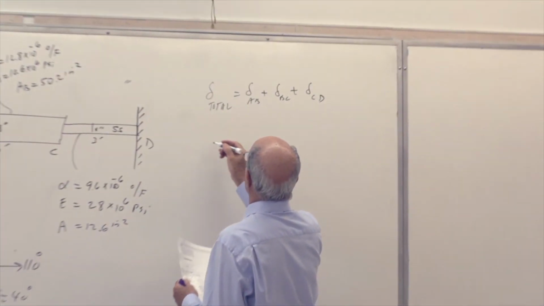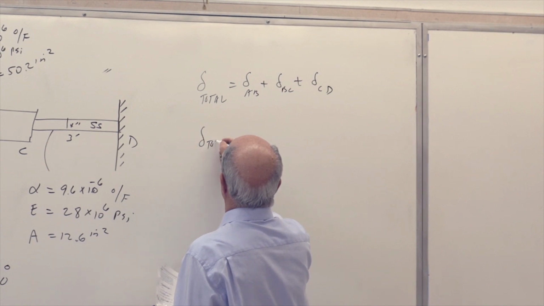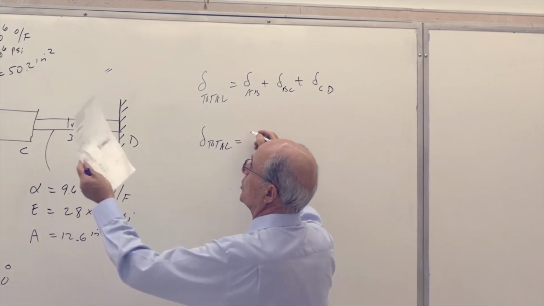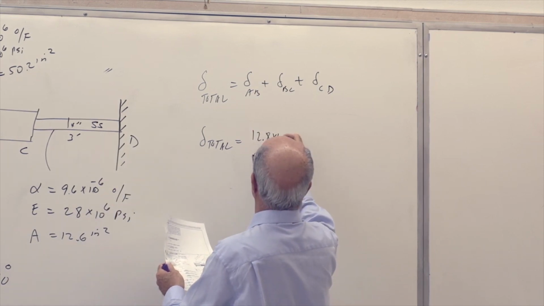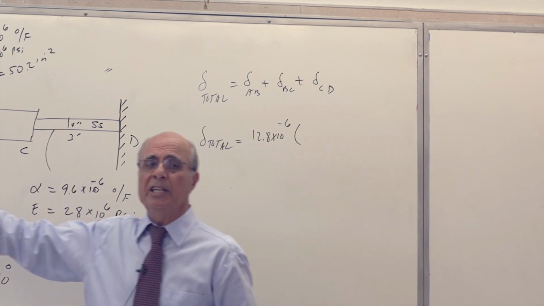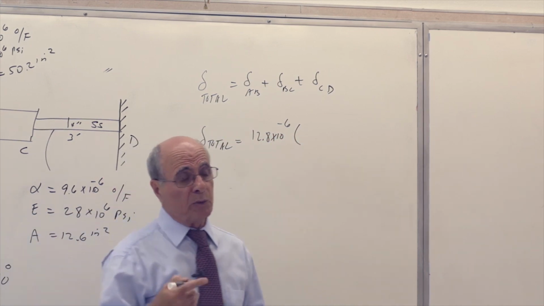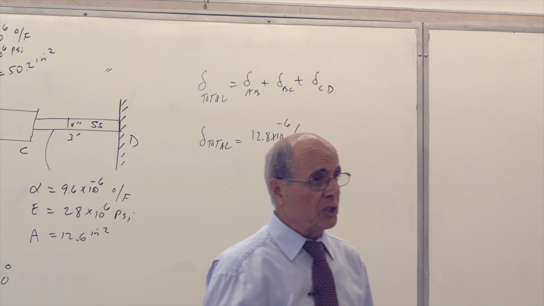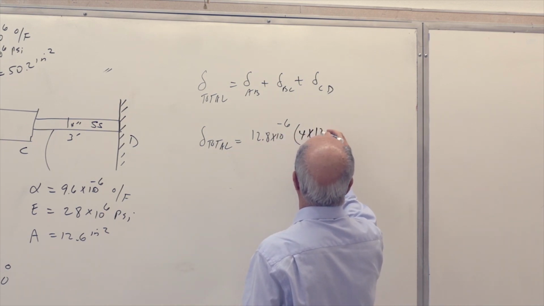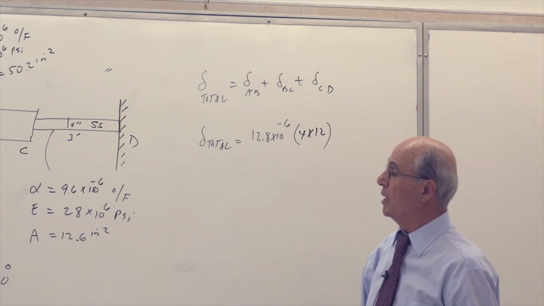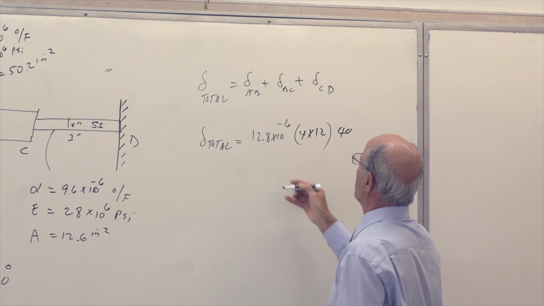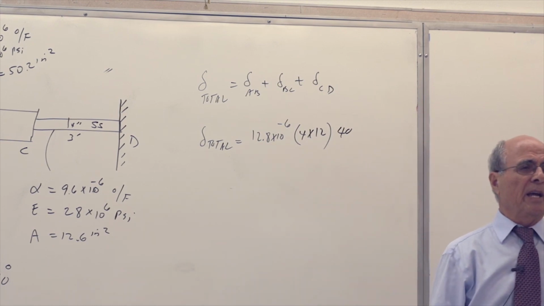So here we go. So delta total becomes equal to alpha for the first one, which is 12.8 times 10 to the power of minus 6, multiplied by the length. The length is 4 feet. Of course, you never do it in 4 feet because we want pound per inch square, etc. So you have to multiply 4 by 12. Some of you had issues with the quiz. And then times the delta T, which is 40 degrees. So that is delta AB, correct?